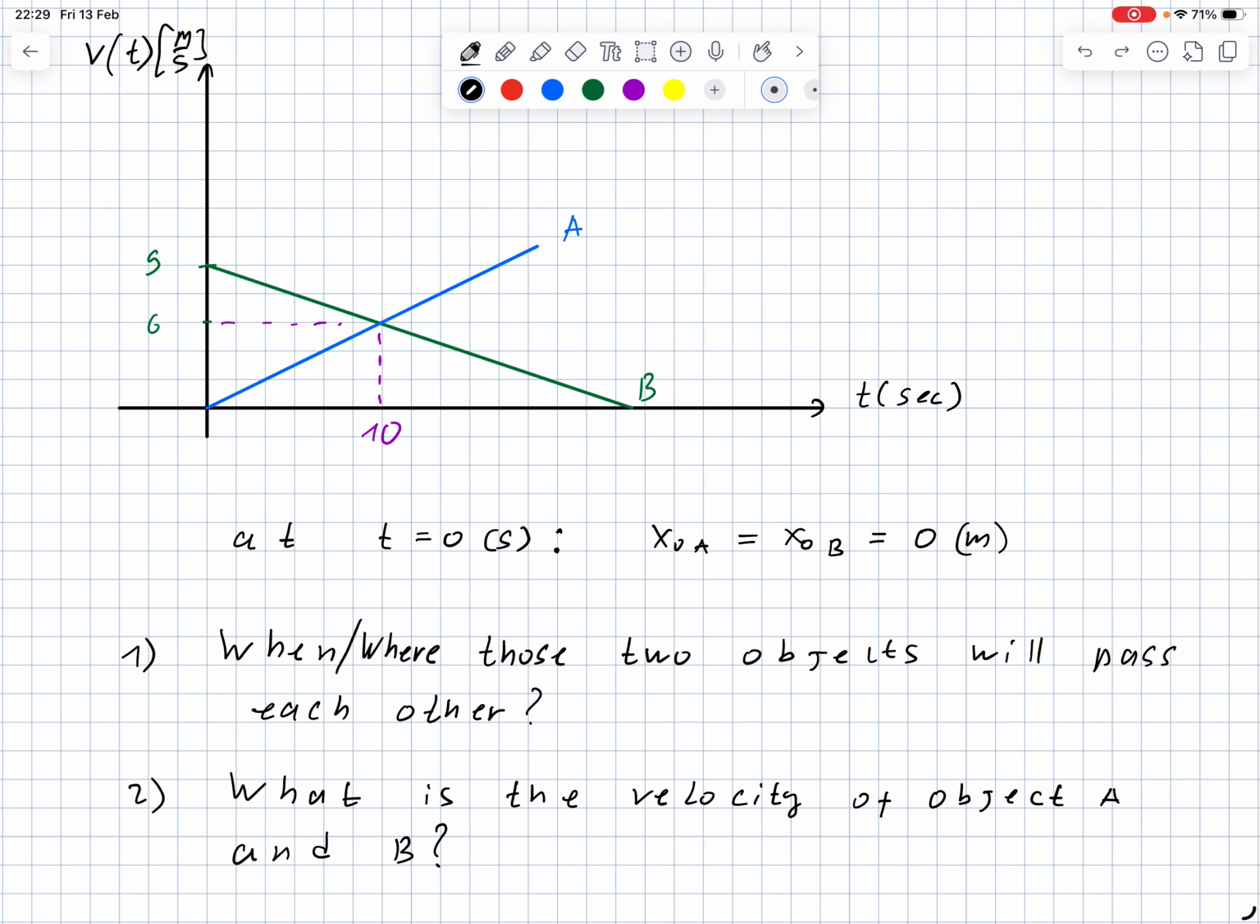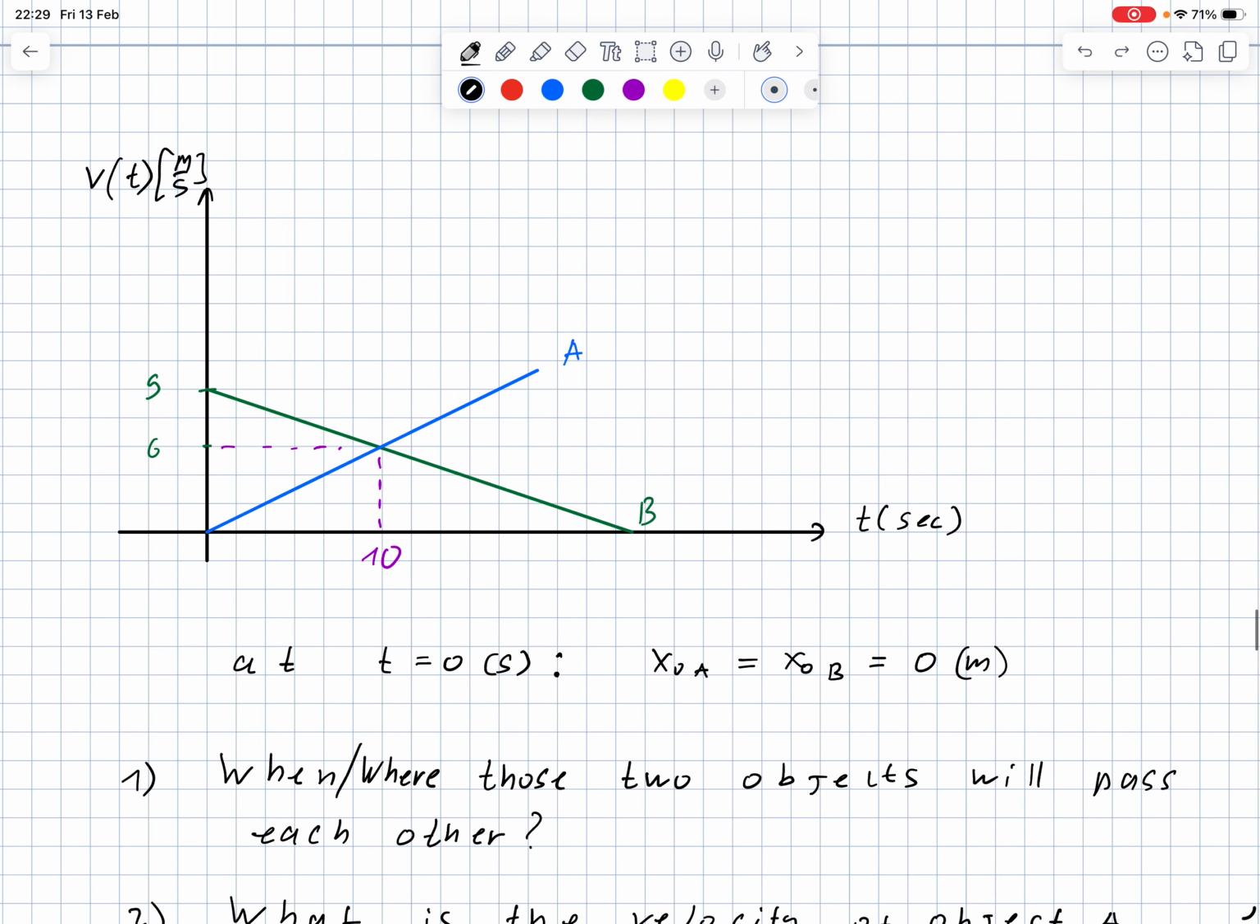Sometimes it confuses students. They think that at this point, they actually have the same position. No, it's not. To be sure, we need to calculate and find the position when those two objects will actually pass each other.